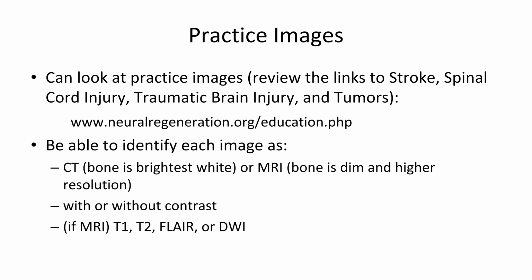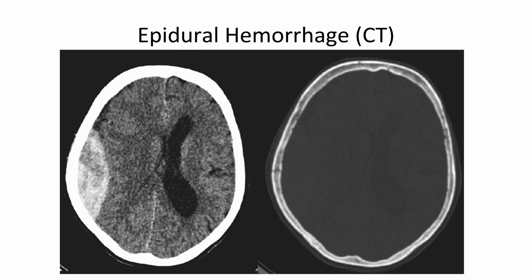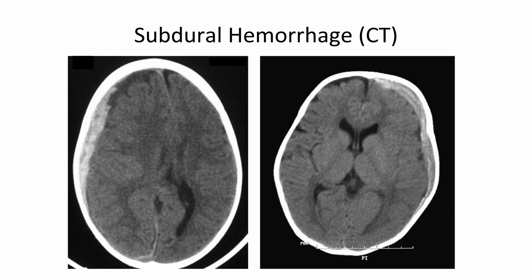So let's start off by looking at the fundamental types of cerebral hemorrhage on CT scan. First, we have epidural hemorrhage. This is bleeding between the dura and the skull. It bulges and makes this sort of lenticular shape, often with a skull fracture that you can see in the bone window. There's a subdural hemorrhage, which is between the dura and the brain.